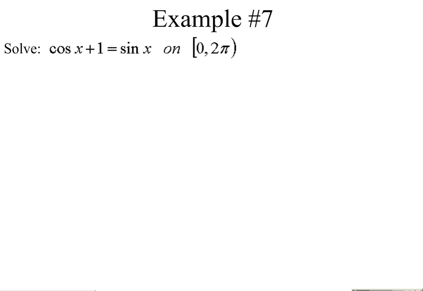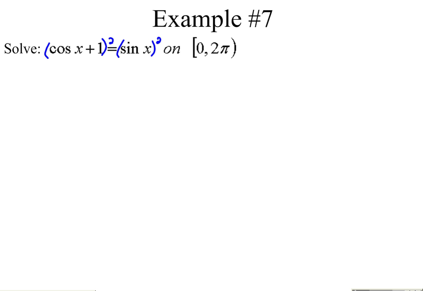Second equation, cosine x plus 1 equals sine x. Two different trig functions. We cannot turn cosines into sines. We cannot turn sines into cosines. The relationship that exists between sine and cosine is only when they are squared. So that's going to be our first step here. The only way I can interchange cosines and sines is if it's cosine squareds and sine squareds.